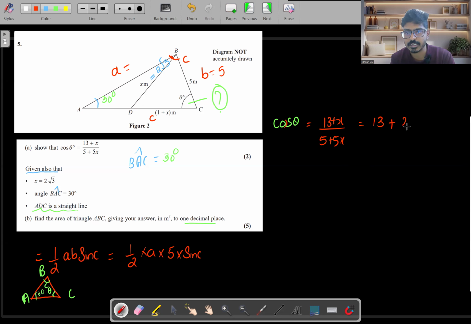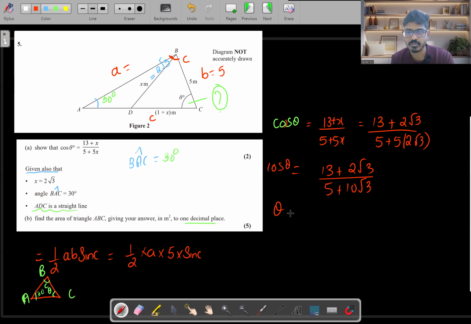I can write that as 2 root 3, and then I can write 5 plus 5 root 5 times 2 root 3. Okay, so if I solve this further, 13 plus 2 root 3 divided by 5 plus 5 times 2 is 10 root 3. Okay, now this is our cos theta.